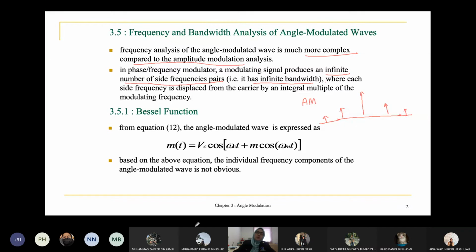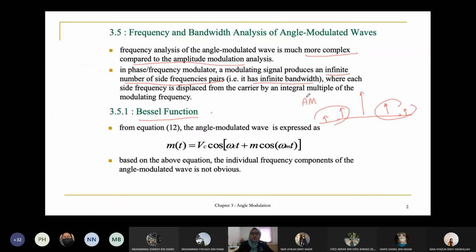But for frequency and also phase modulation, the sidebands can be infinite. It can be very many, an infinite number of sidebands. So that is why the bandwidth can become infinite. So how to determine the number of sidebands in the angle modulated wave? To determine the number of sidebands in an angle modulated wave, you need to use what we call the Bessel function.